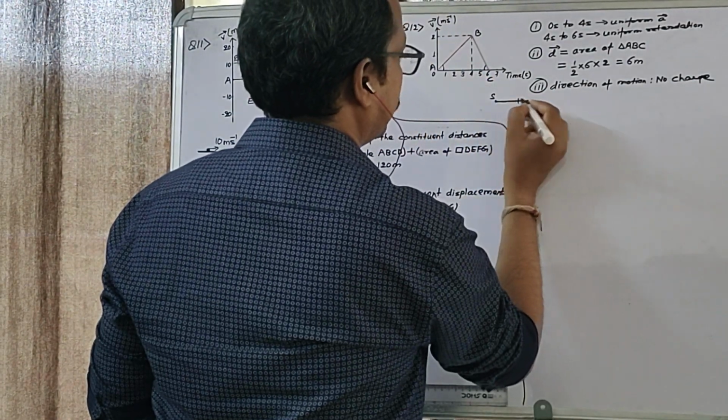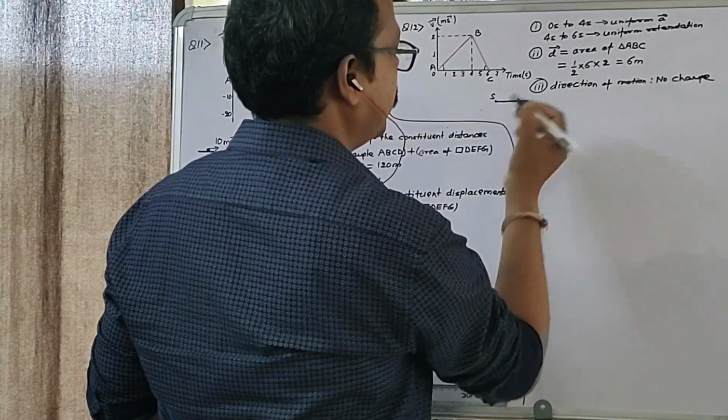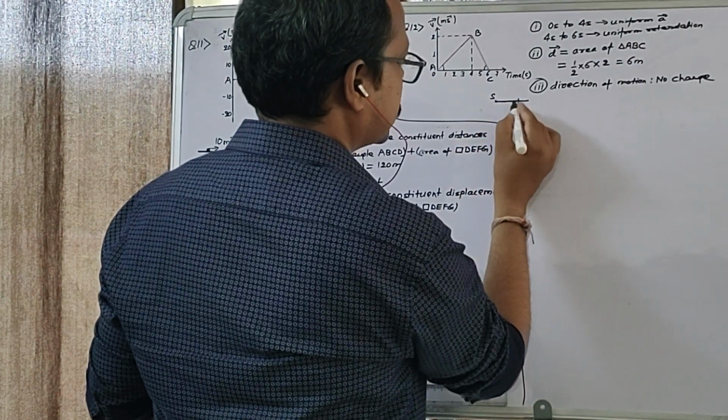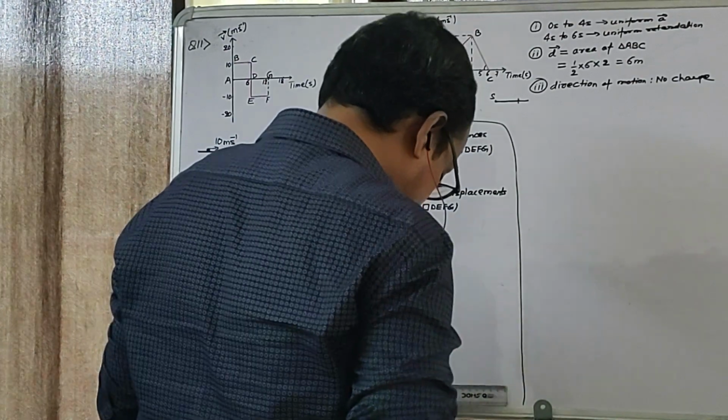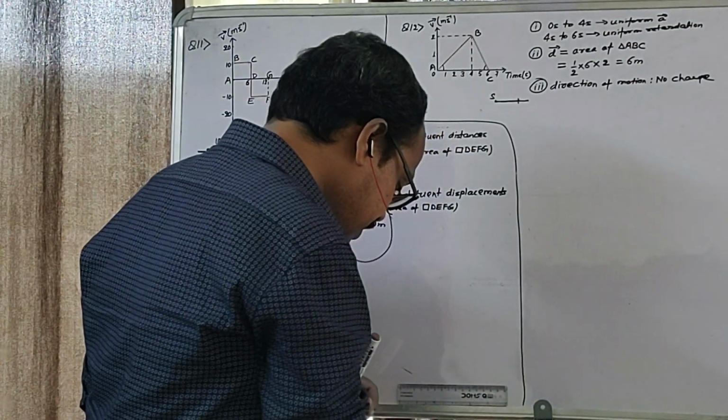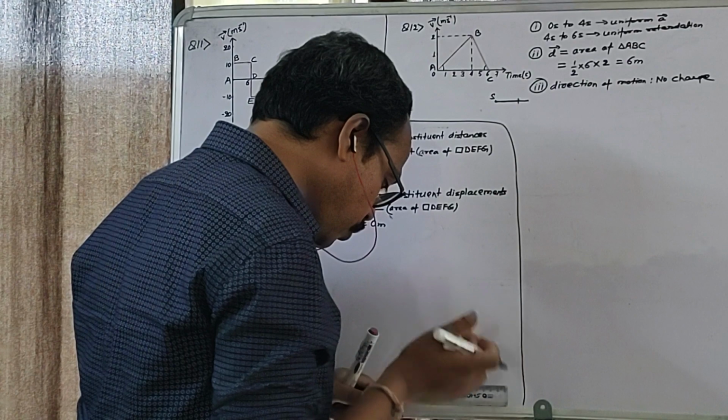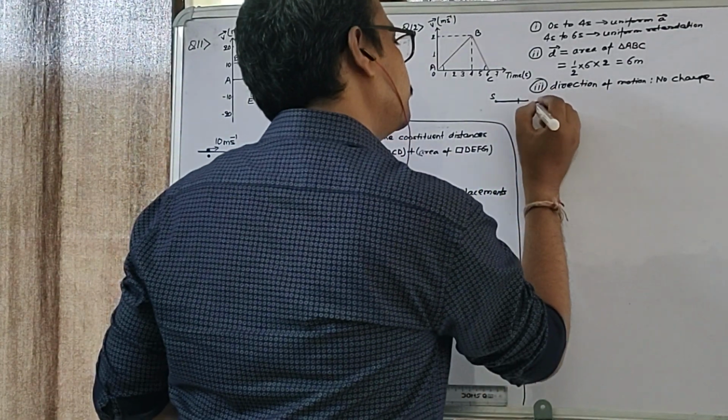From this to this, uniform acceleration. From this to this, uniform retardation, right? Uniform acceleration, uniform retardation. That's right. What are they asking about in the fourth part? Fourth part: compare the distance traveled by the particle from 0 to 4 seconds. Okay.